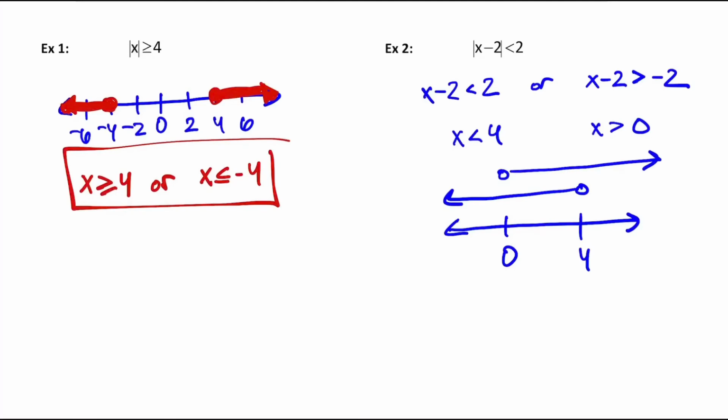Well, this looks kind of weird. What is the solution? Well, the solution is going to be where these overlap. So between 0 and 4. That's going to be here, open circle in between, basically this interval. 0 is less than x is less than 4.